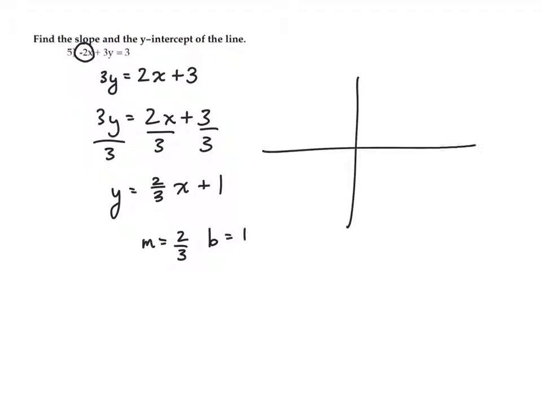Again, if I wanted to, I could graph it. Let me just put some numbers on these, a bit of a grid. The y-intercept is 1. That's right there. And then the slope says to rise 2 and run 3. So if I rise 2, 1, 2, and run 3, 1, 2, 3, there's another point right there. So the graph of that line is going to look something like that.